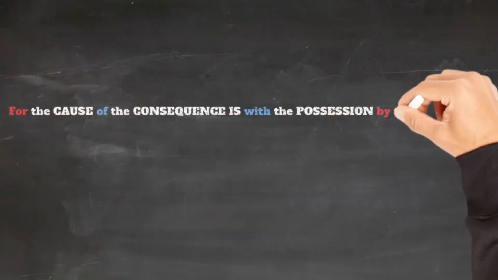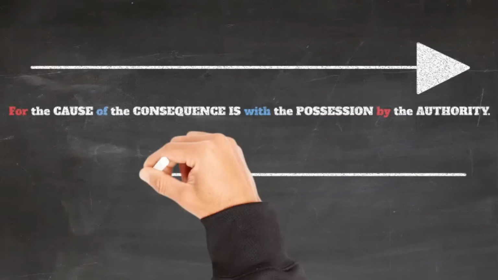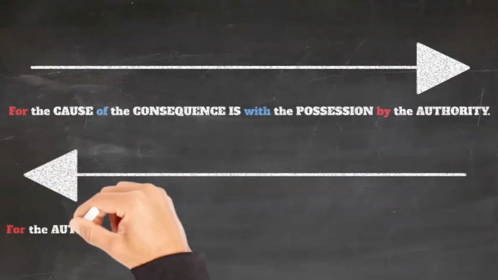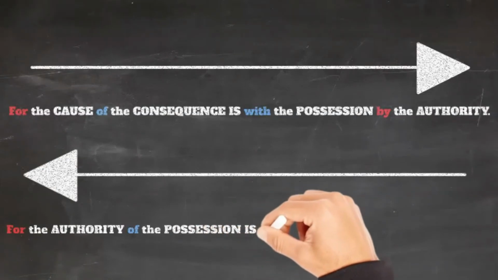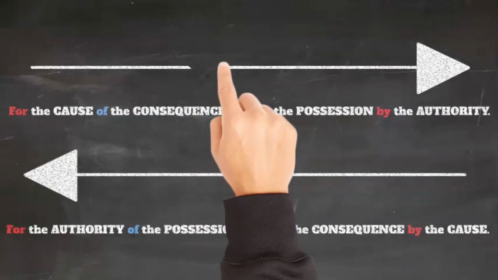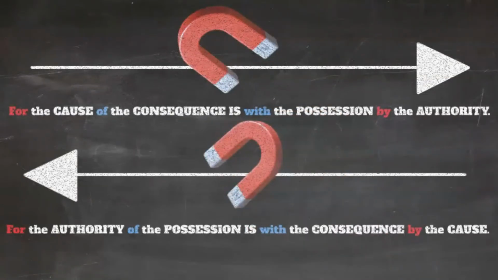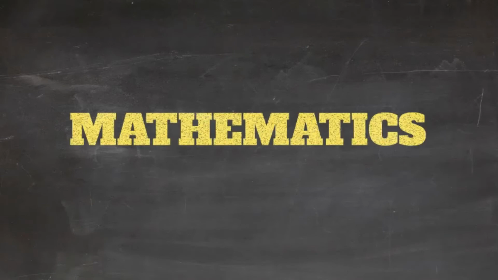Forward it reads, for the cause of the consequence is with the possession by the authority. Backwards it reads, for the authority of the possession is with the consequence by the cause. Read forward or backward, the same message, the same volition, is being conveyed. We simply have to swap out the positionals with their opposites. This construct is mathematically certified.